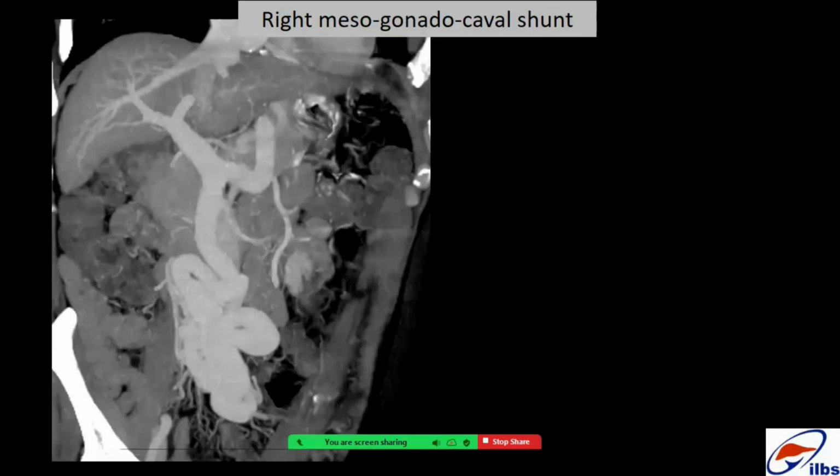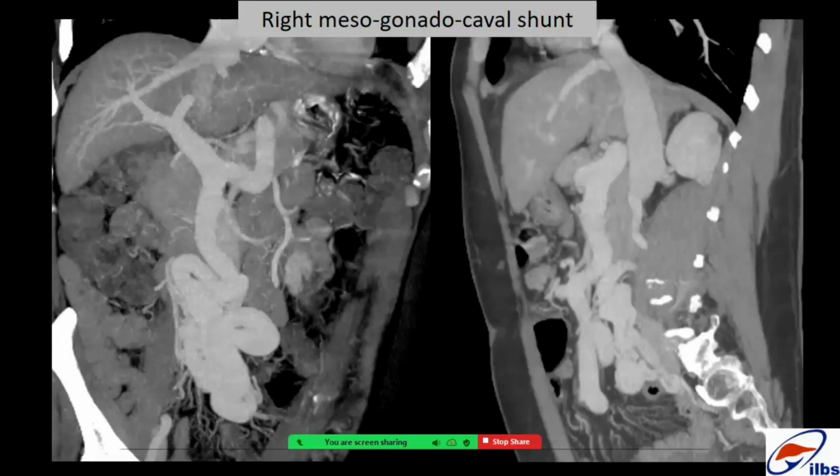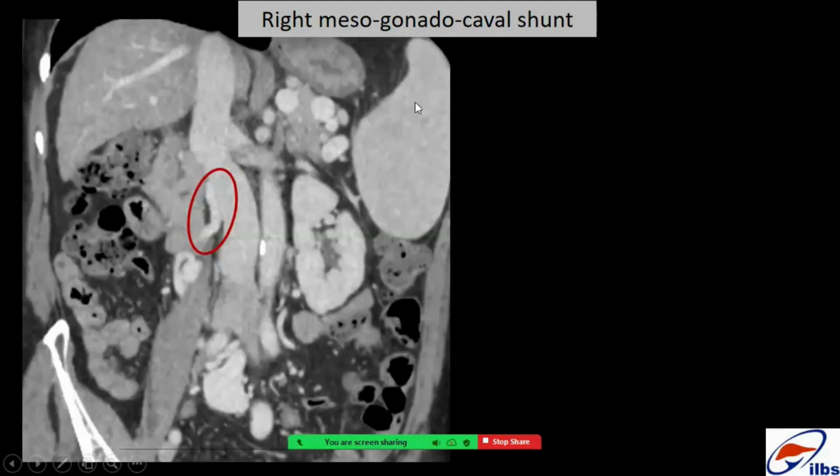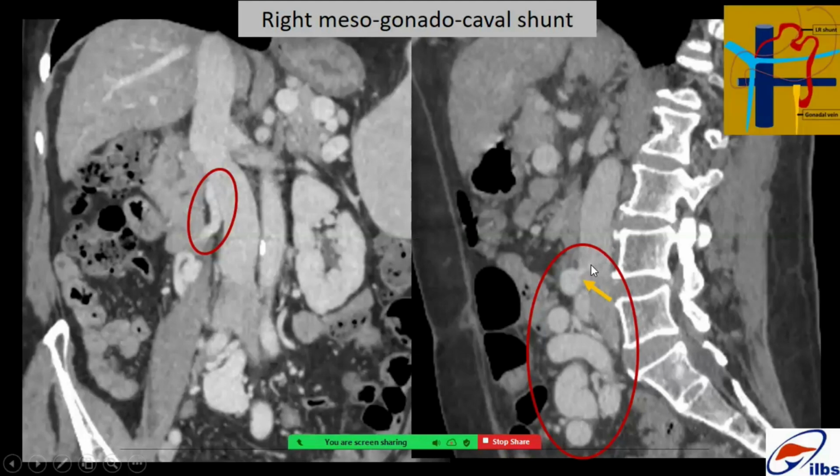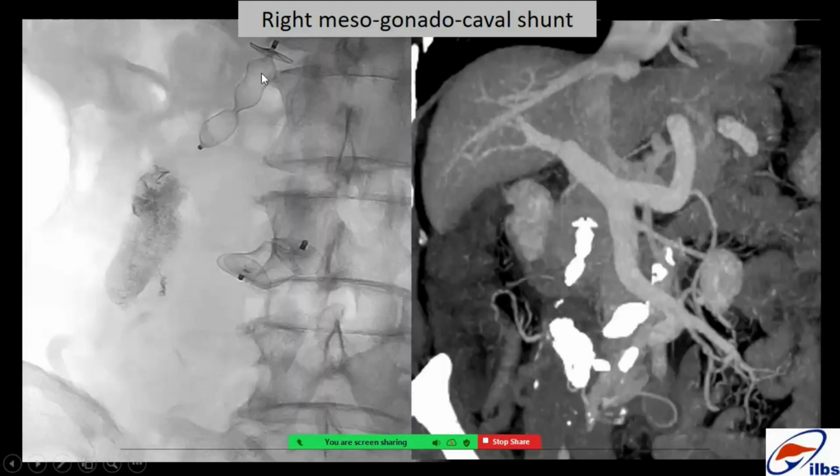And then there may be a right mesogonadal caval shunt. You can see how it is. It is the superior mesenteric vein and jumbled up collaterals over here, and how it meets the right gonadal vein. Apart from it, some of the collaterals may meet the IVC directly. Again, for such shunts, you will need to embolize both. One plug is in the gonadal vein, the other is where it meets the caval. So caval shunt, and both are embolized. If you see this image, both are embolized.